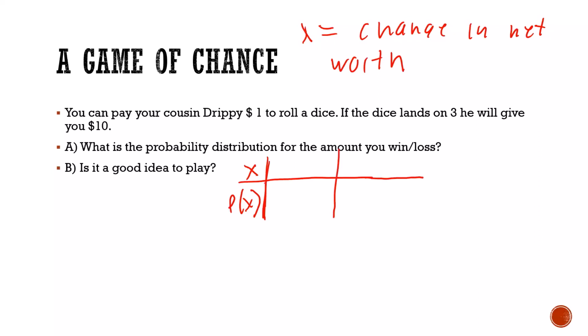There are two different outcomes: there is winning and there is losing. Winning and losing will each have a different dollar amount associated with them. This is how you play these games. So if you lose, what happens to your money? You lose $1. So what would that be as a value? -1.